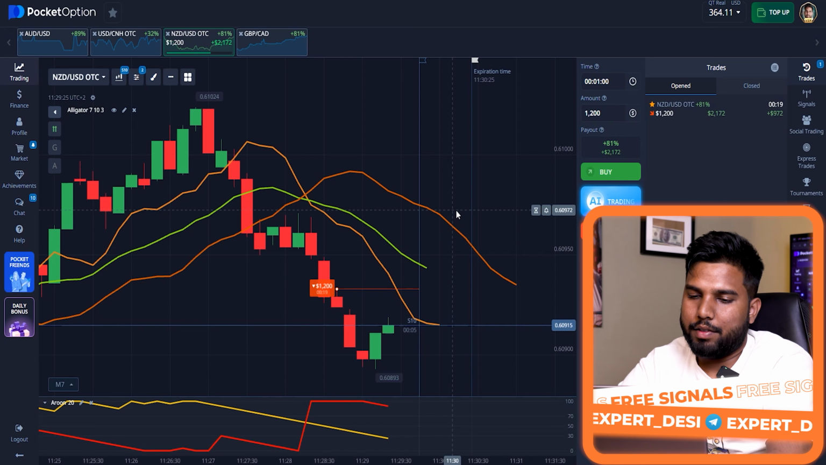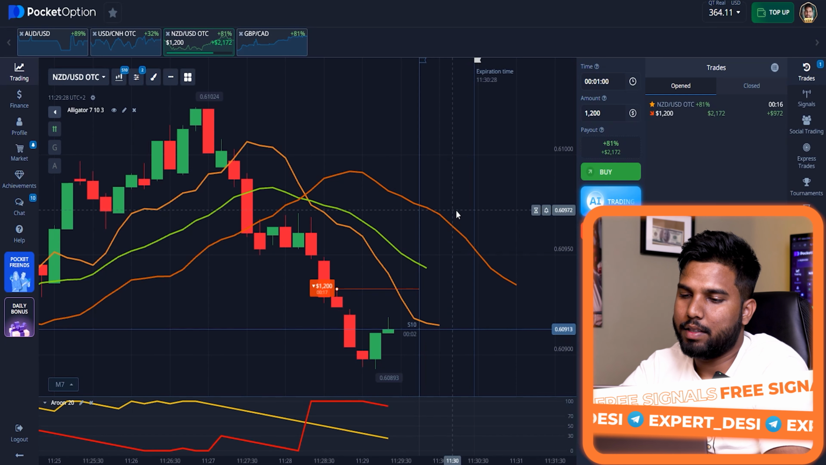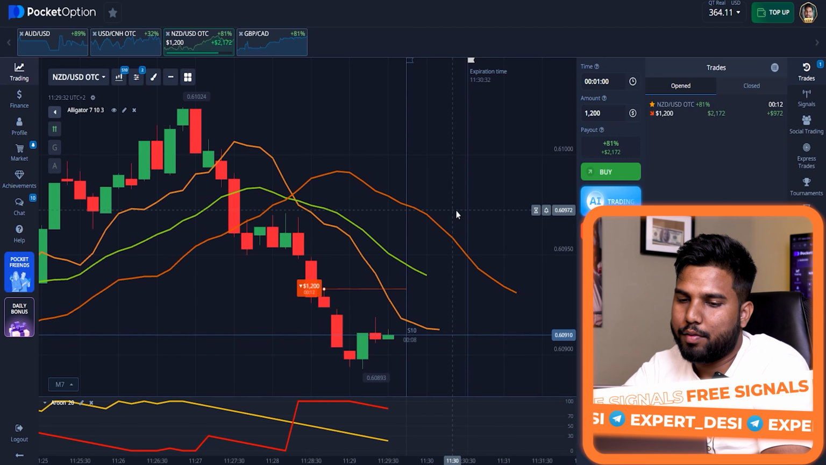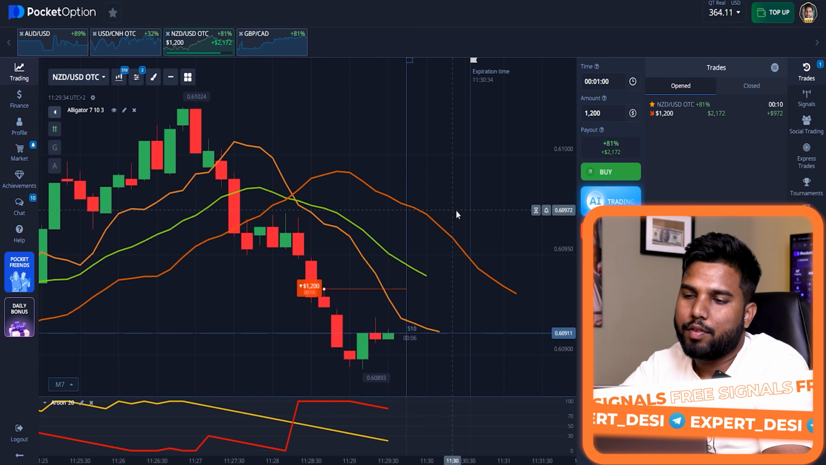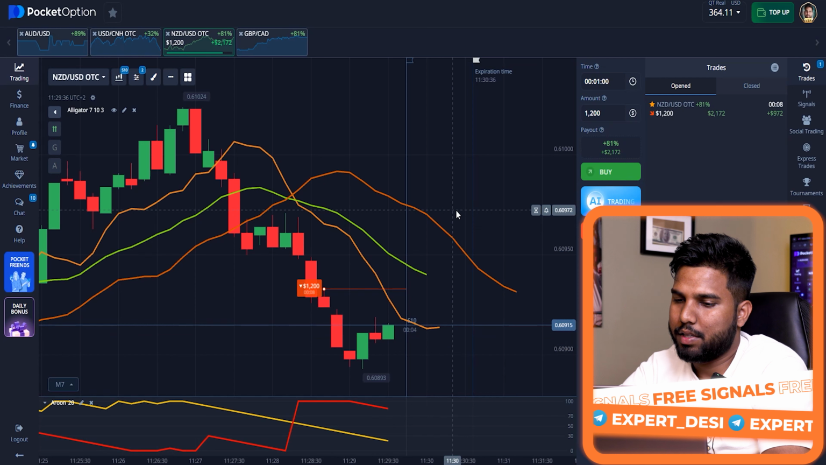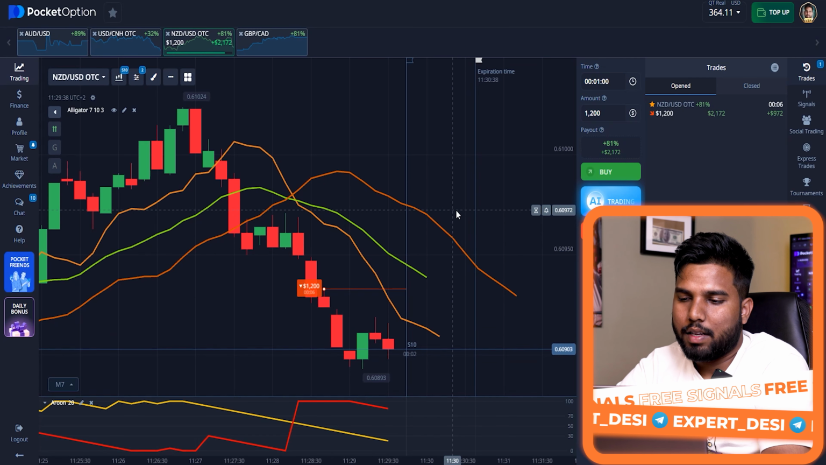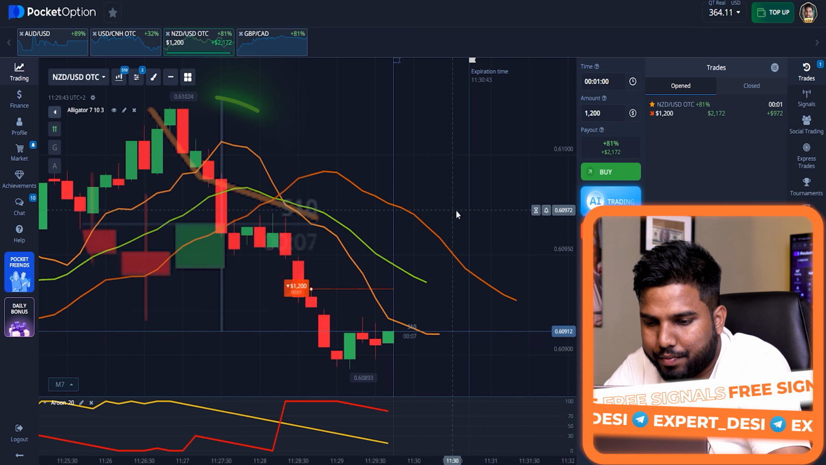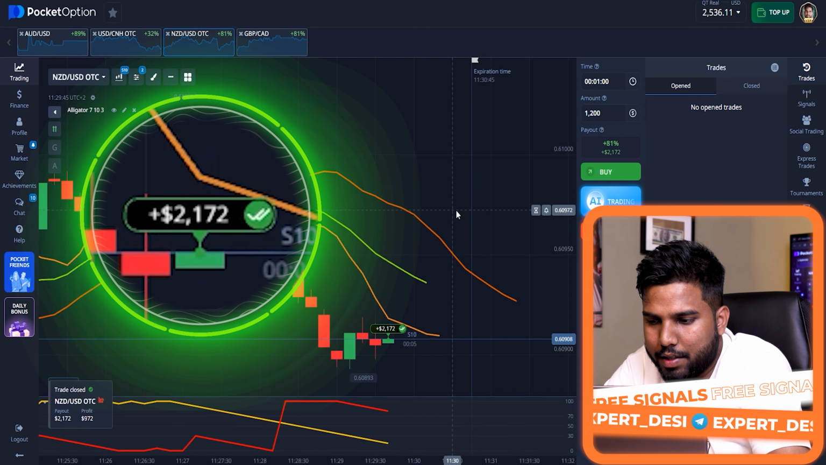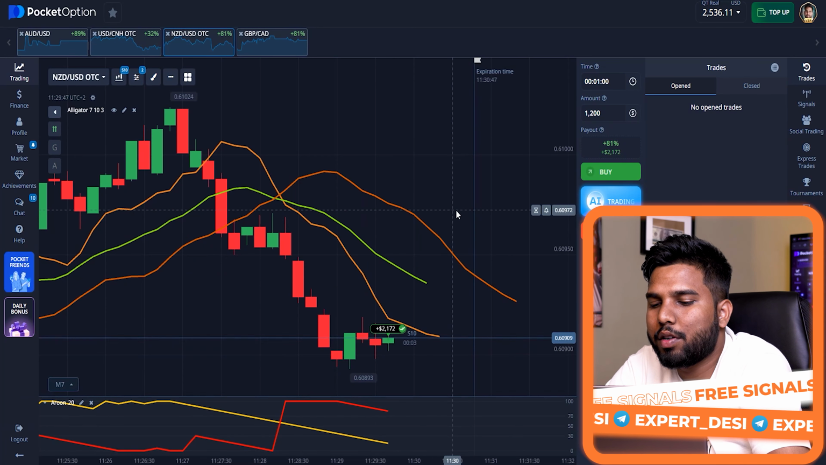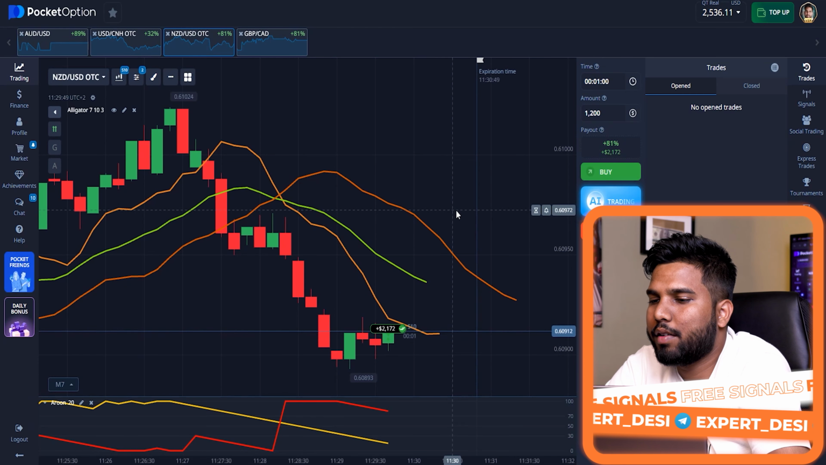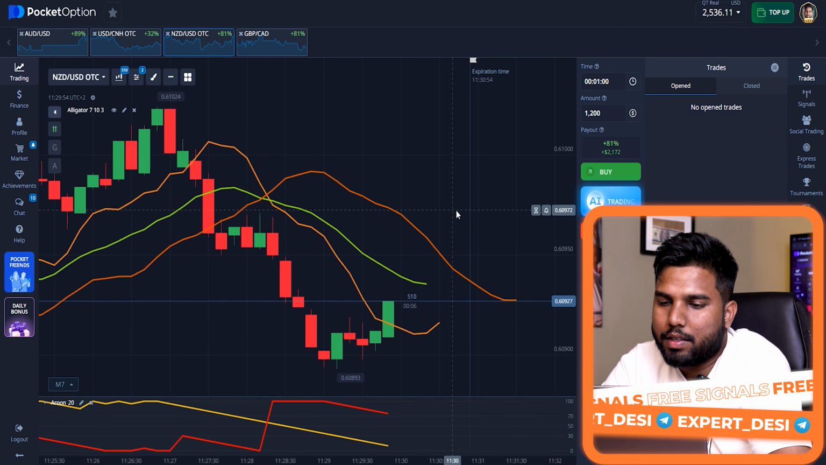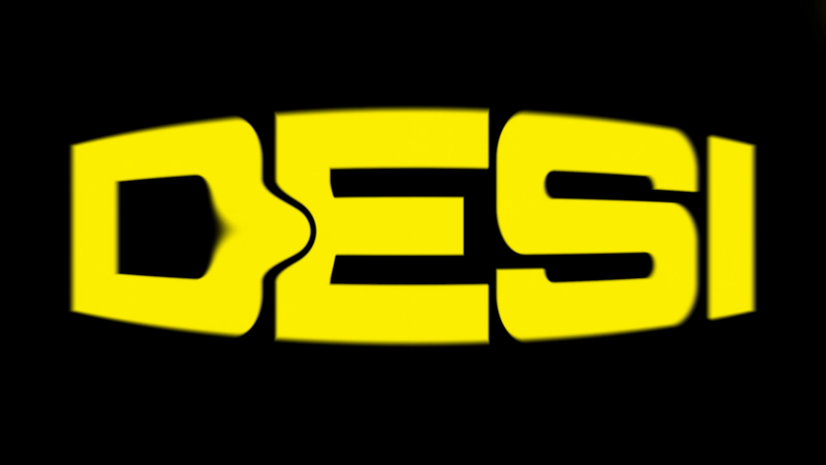So all of these indicators indicate that the market is going down, and they confirm the trend, and we can enter the market in such cases in sell positions. So 5 more seconds, let's see the result. And here we are, $2172 of profit and a total of $2,536 in our account. And let's wrap up with this one.